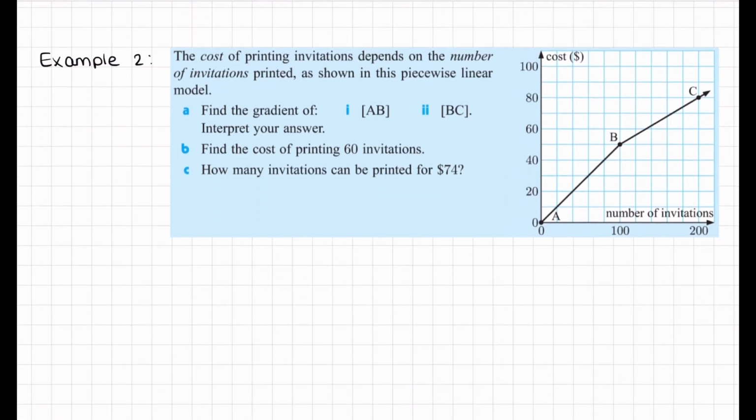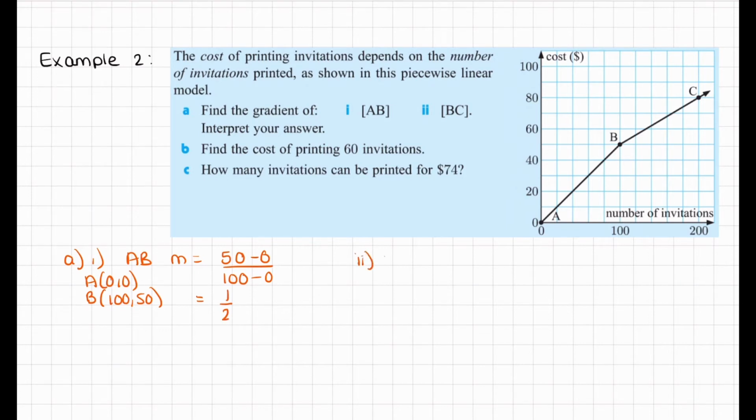So for this we just use our normal gradient formula. For AB, the gradient, we need our points of A and B. A is 0, 0 and B is 100, 50. So our gradient would be 50 minus 0 over 100 minus 0, which equals a half.